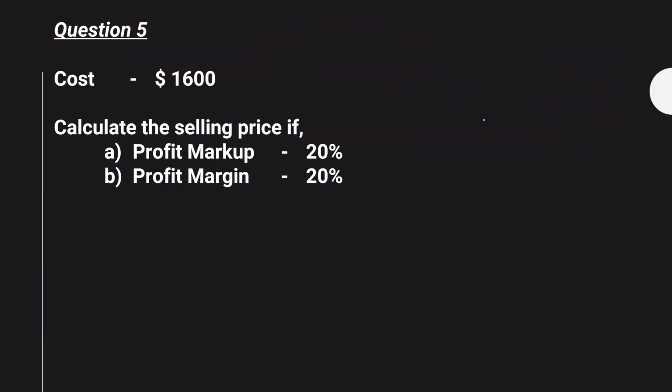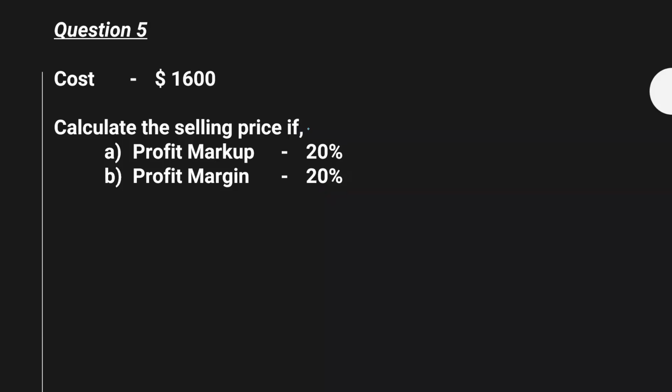Now let's do one more question here. Calculate the selling price. The cost is provided. If the profit markup is 20%, what will be the selling price? If the profit margin is 20%, what will be the selling price? Now you have to pay attention. If you pay attention and watch this video with focus, you will be able to get this one perfectly.